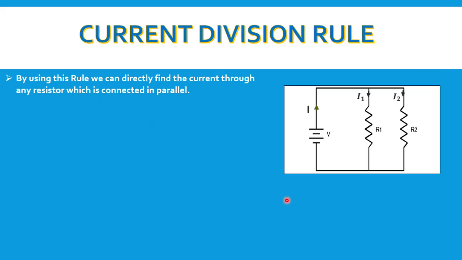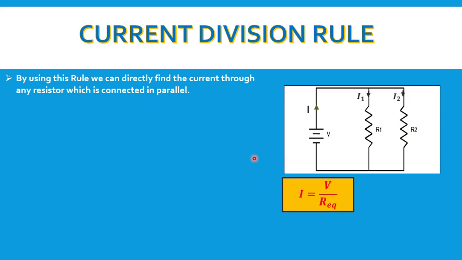Now the current division rule. By using this rule, we can directly find the current through any resistor which is connected in parallel. Here I have taken one circuit diagram in which there are two resistors connected in parallel. The supplied voltage is V and the current flowing is I. I1 is the current which flows through resistor 1 and I2 is the current which flows through resistor 2. So this is our circuit diagram.